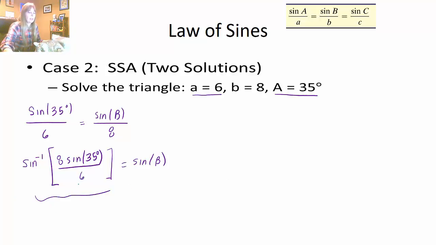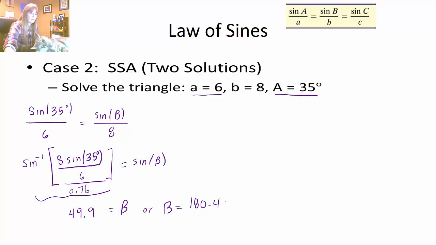Because of that last example, you want to be careful and actually put this in your calculator and get a number to make sure it's okay. When I do, this piece right here I got 0.76, okay? And so when I solve this, I get 49.9. So everything seems okay. However, based off of that last example, we're not really sure. I could also say B could equal 180 minus this 49.9, which is 130.1.